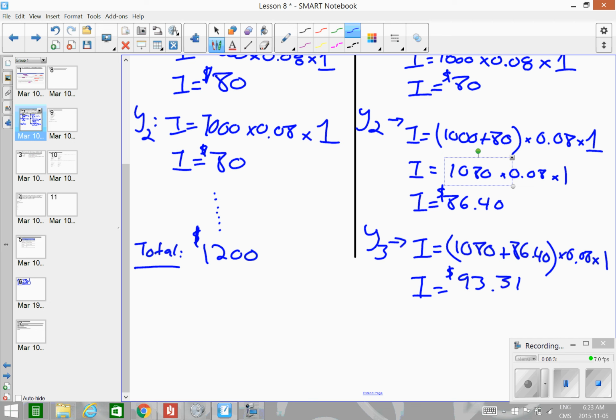You're making more money. But I don't want to do this for 15 years. That's going to take me forever. Instead, we've got a handy-dandy formula that will calculate 15 years all at once, instead of doing the same step over and over and over and over again. So let's use that on the next slide here.